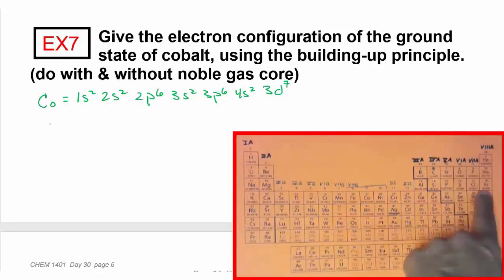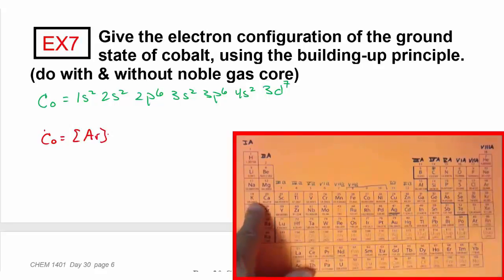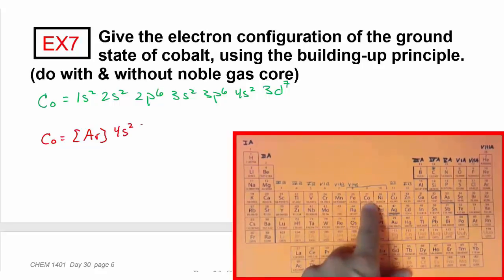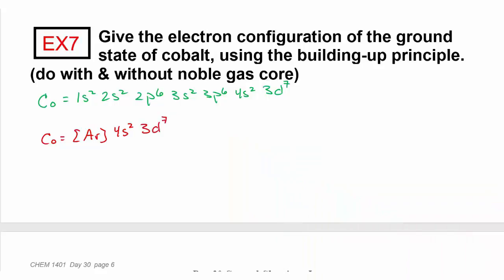The noble gas core. Argon is the nearest noble gas. So argon, 4s2, 3d7. Notice that we really can't promote any electrons because we only have 2 to promote. And we don't have any place to lose those 2 to make d5, so we can't go either way. So there's our answer.